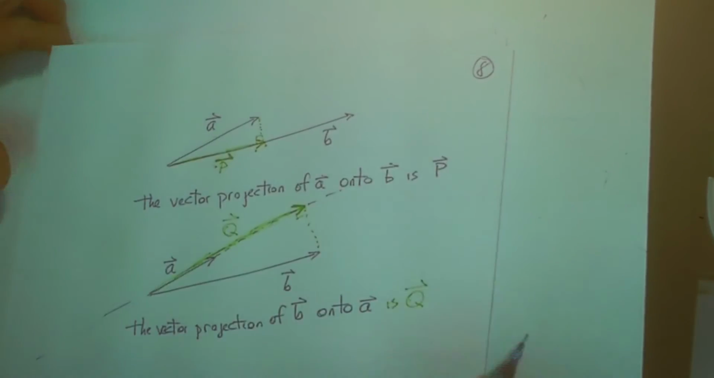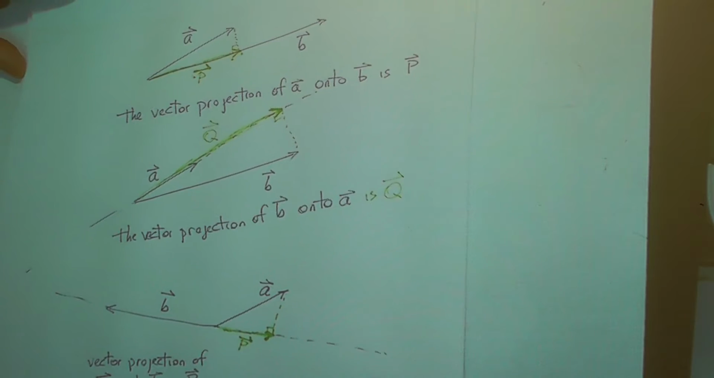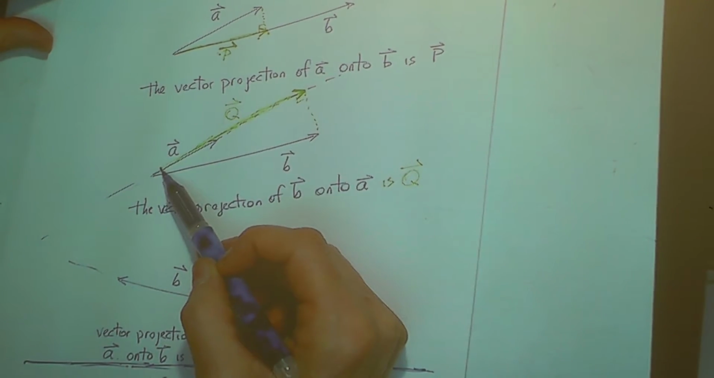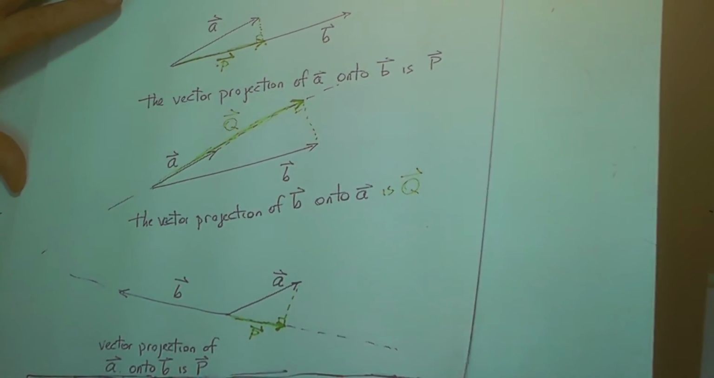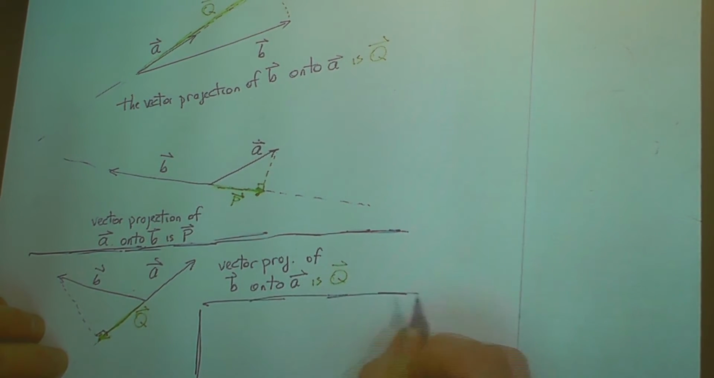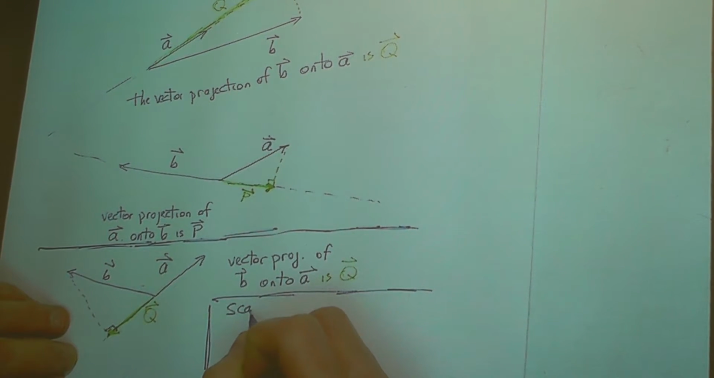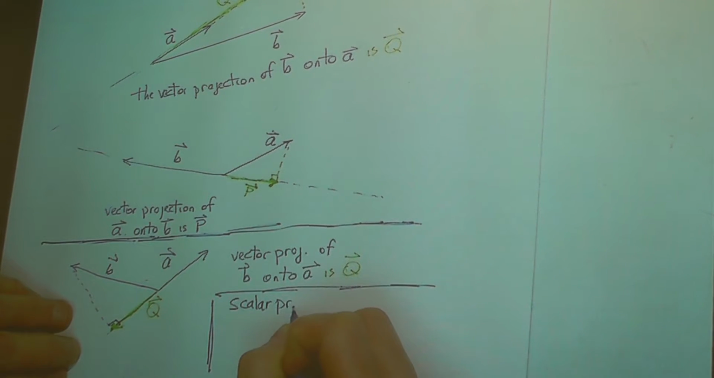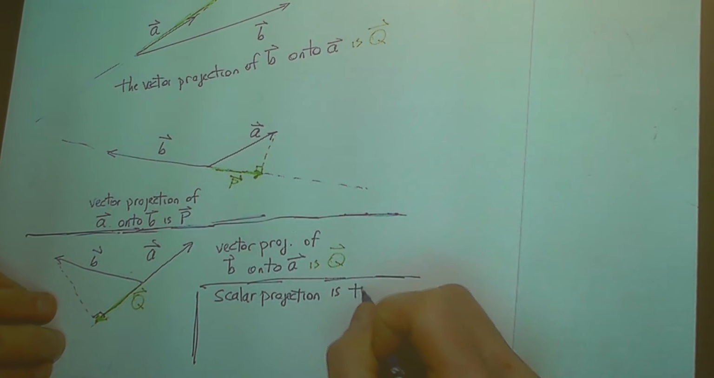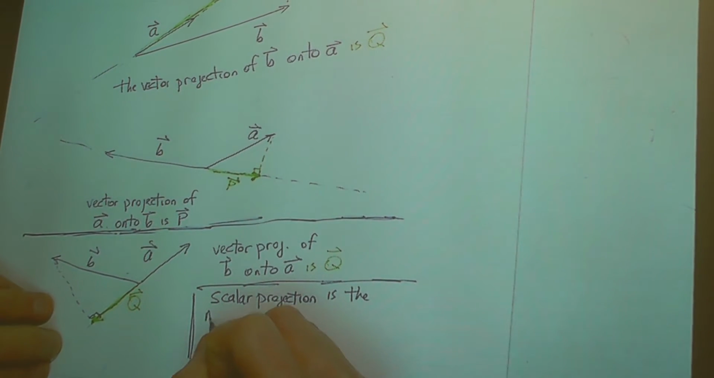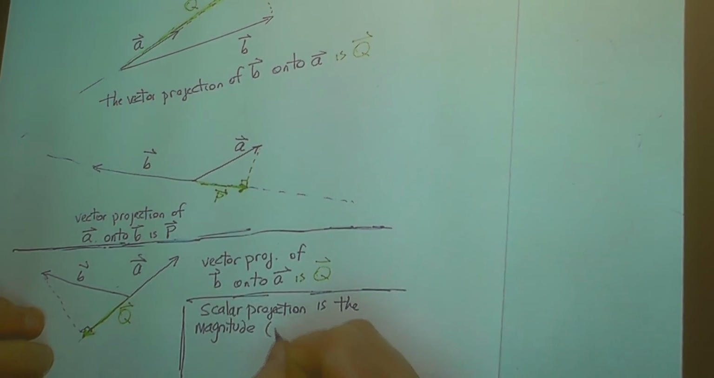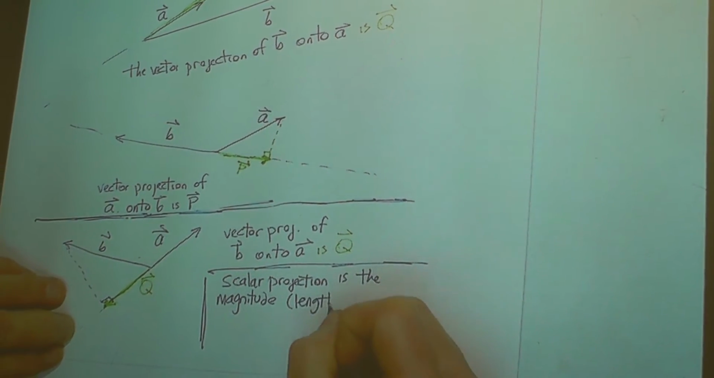One more thing. The scalar projection is the magnitude of these vector projections. So the scalar projection is the magnitude or length of the vector projection.